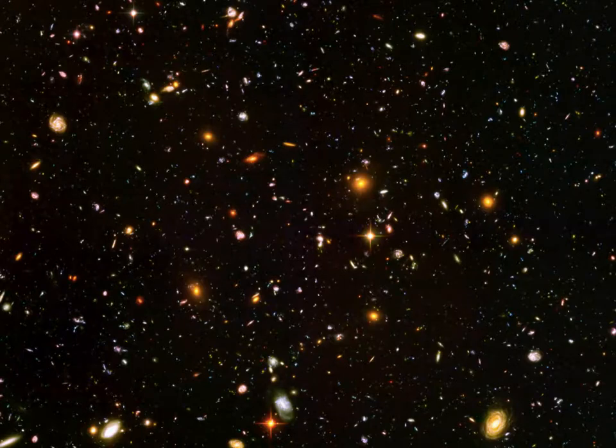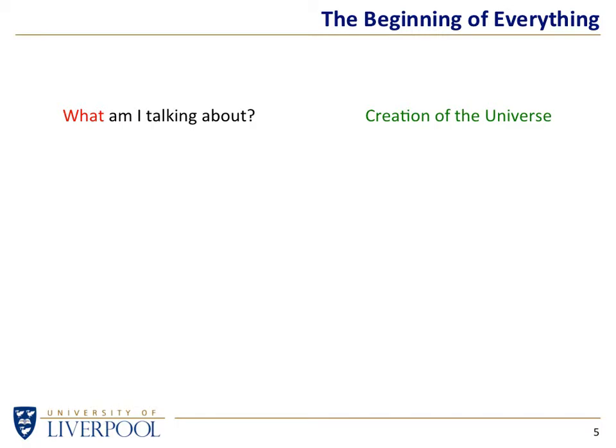So we know there's a huge amount of stuff out there, and part of the job of research telescopes is to look at what's out there and try to make sense of it all. But the question I'm trying to answer today is, where did it all come from? Where did all these galaxies come from? What were these galaxies like if we wind the clock back? So that's what I'm talking about, the creation of the universe.